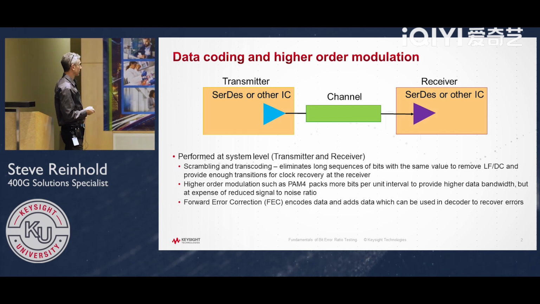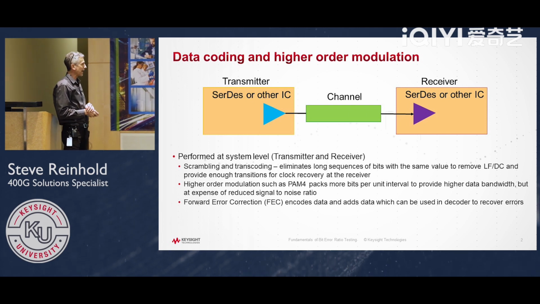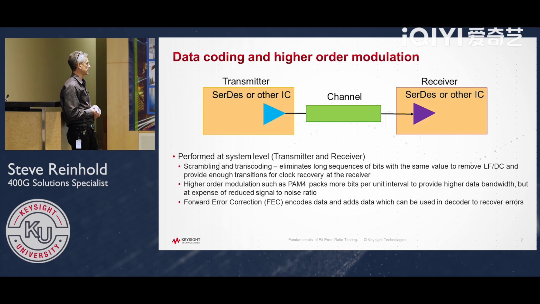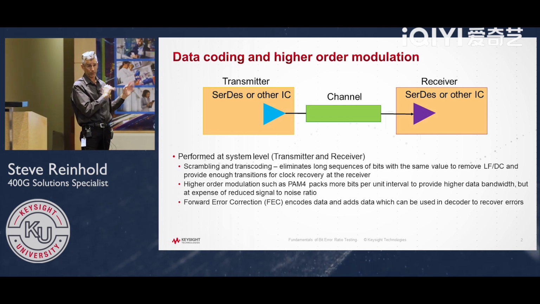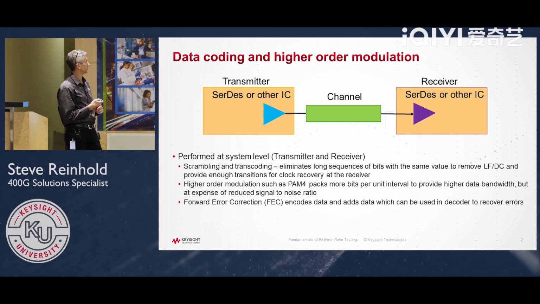So signal conditioning, data coding, higher order modulation, they add more impairment types that need to be quantified. So we're going to talk a bit more about the types of impairments you add to these signals to test a receiver.